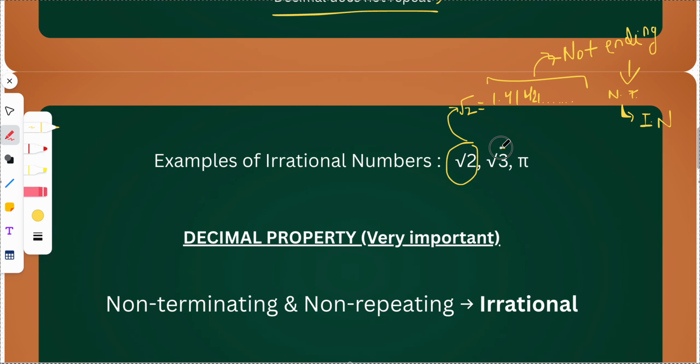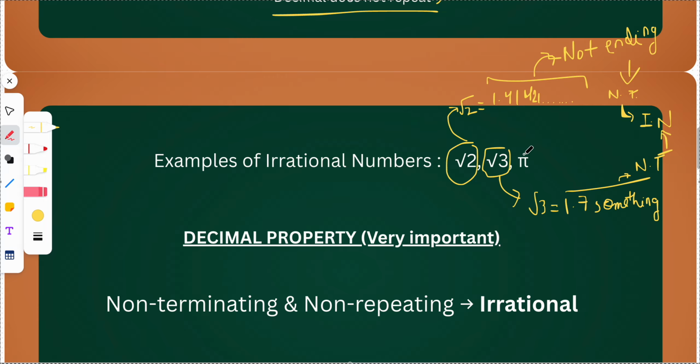Similarly, if we take the example of root 3, same example, root 3 is not a perfect square root. Root 3 value is also 1.7. We can write it as 1.7 something. After that, many decimal digits are there. And as we have seen that this number is not ending, it is basically non-terminating, and non-terminating numbers are generally what? Irrational numbers. Got it?